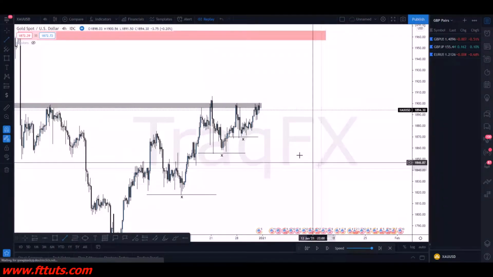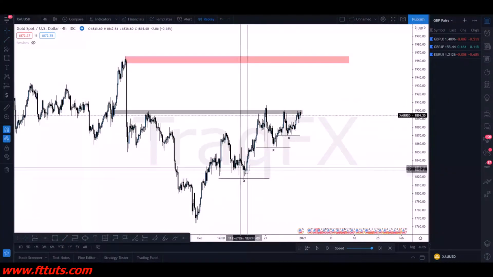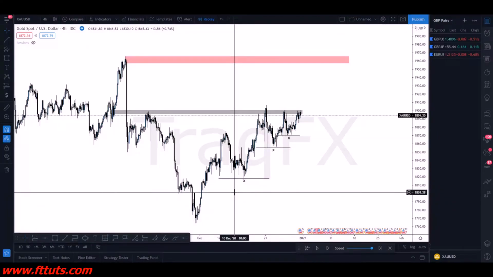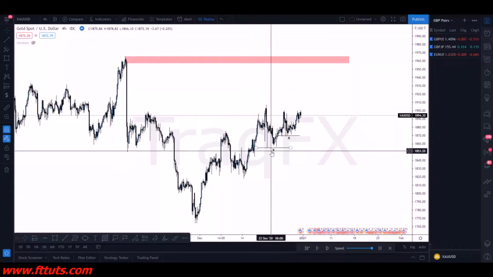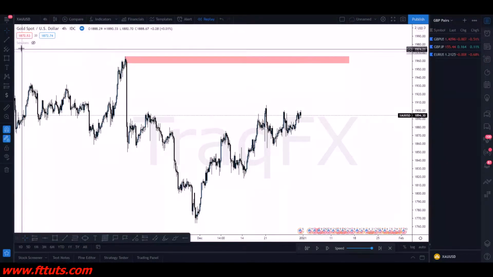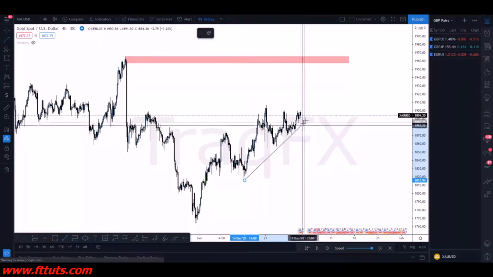Now if you guys have a really good eye, I want you to pause this and find the dynamic support and resistance liquidity. Now I'm gonna delete this, I'm gonna delete this, I'm gonna delete this. Pause the video and try to find out where the dynamic support is. Now if you paused it and you found it, good job, but it's right over here.